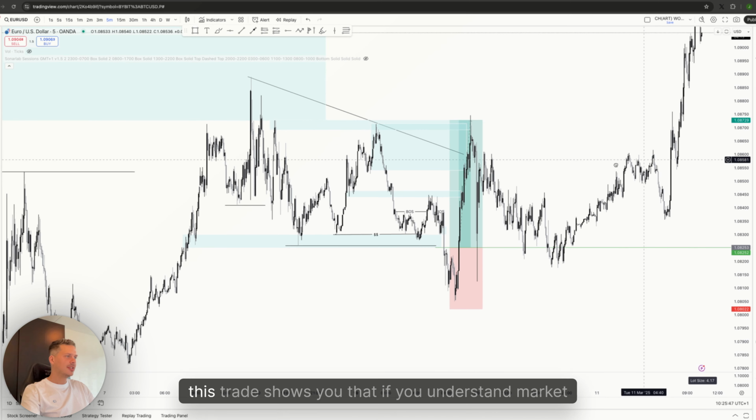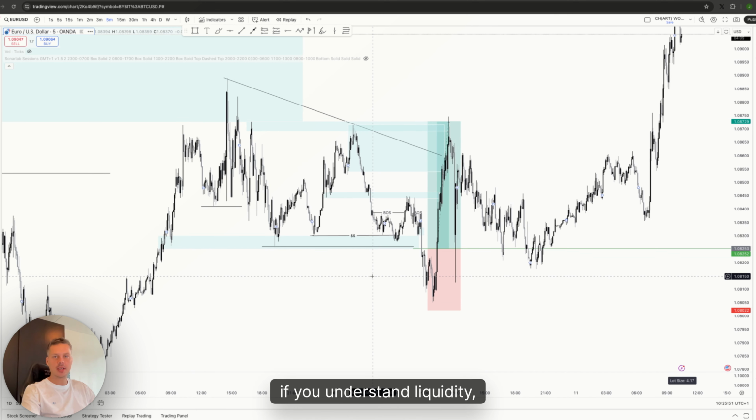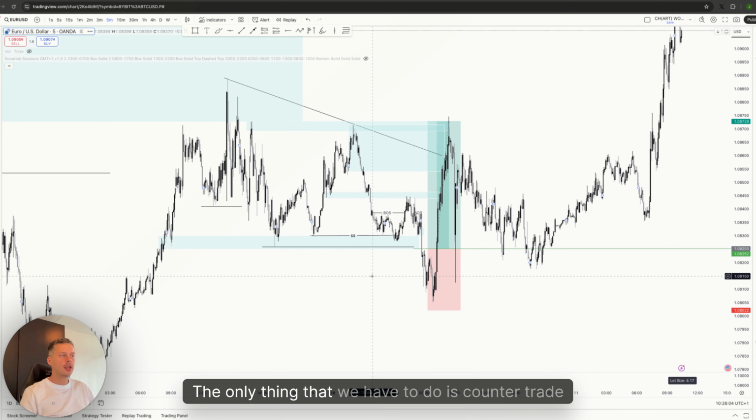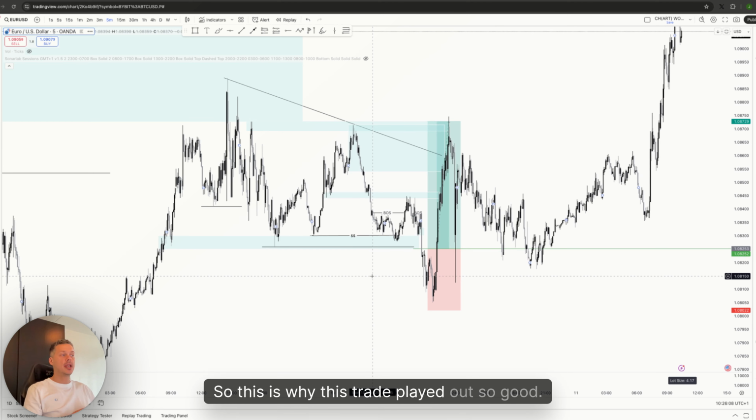So this trade shows you that if you understand market structure, if you understand liquidity, POIs, resistance, support, SMC traders, market structure traders, Fibonacci traders, all kinds of traders, if you understand what their narrative is and what their objective is, the only thing that we have to do is counter trade them. So this is why this trade played out so good.